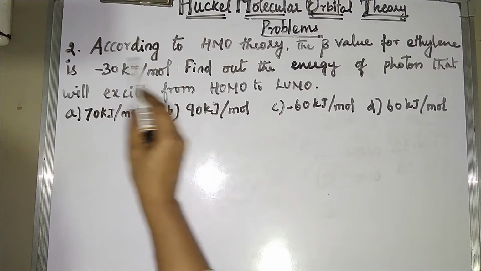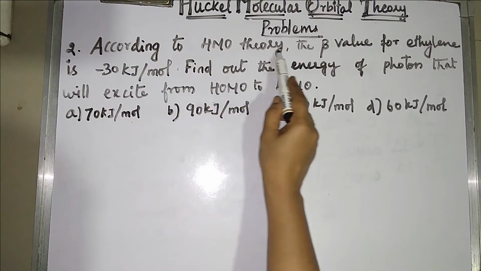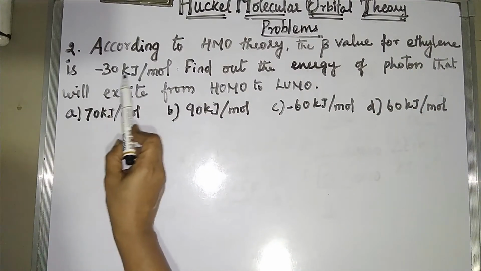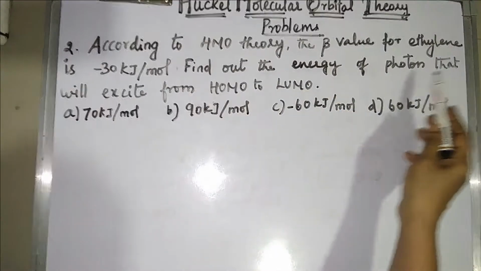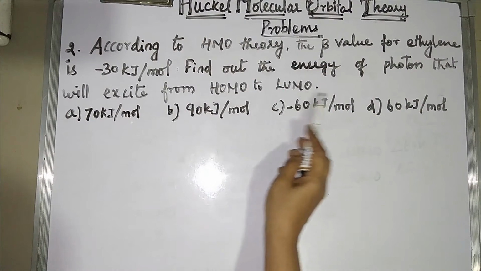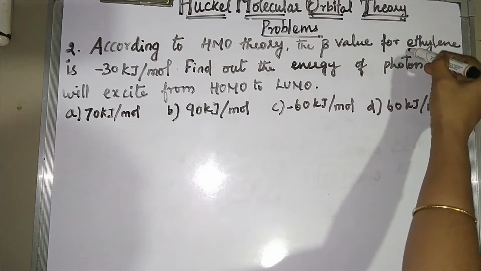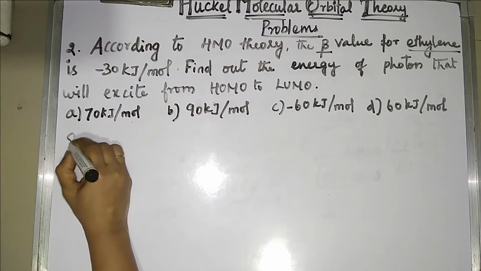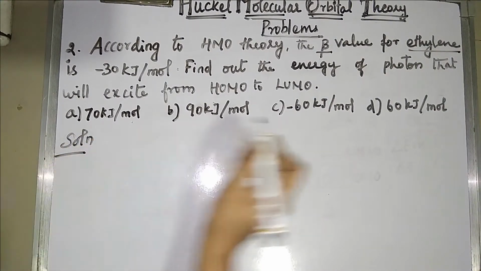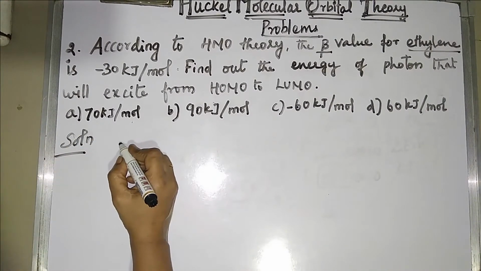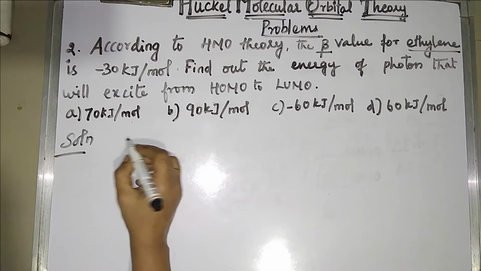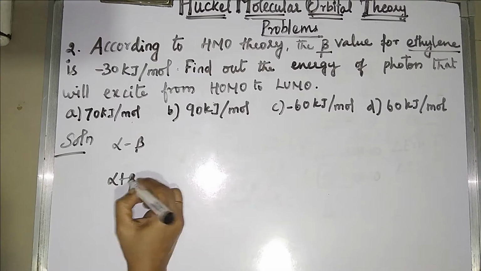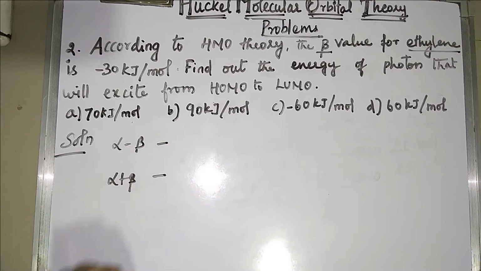Second sum: according to the Huckel molecular orbital theory, the beta value for ethylene is minus 30 kilojoule per mole. Find out the energy of the photon that will excite from HOMO to LUMO. So they are asking about the ethylene molecule and the beta value is given. How to find out? Ethylene will be alpha minus beta, alpha plus beta. These 2 energy levels will be there in ethylene.